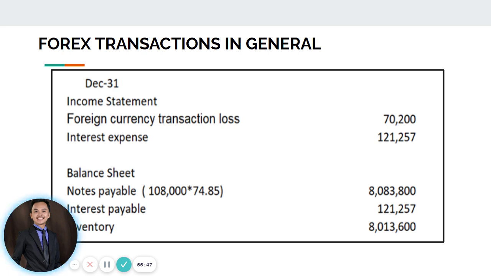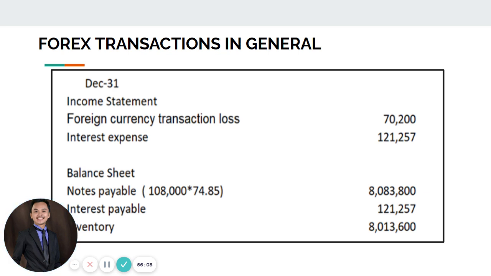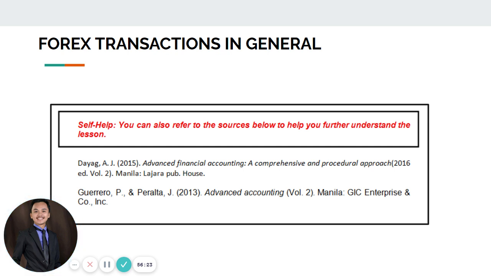And at the same time, your inventory. Okay? Ang inventory na to, guys, will never change. Okay? Your inventory will be valued based on its original amount, okay? Which is 8,013,600 from the spot rate of 74.20 on December 1, 2016. Okay? Inventory will never be adjusted. What will be adjusted lang will be the accounts payable or the accounts receivable if ever there is an exporting transaction.